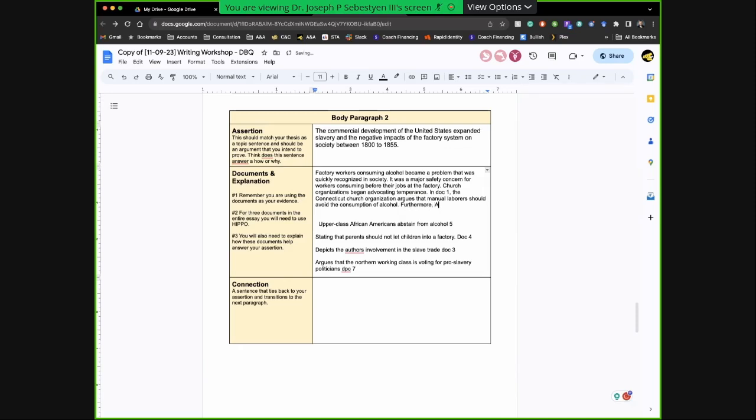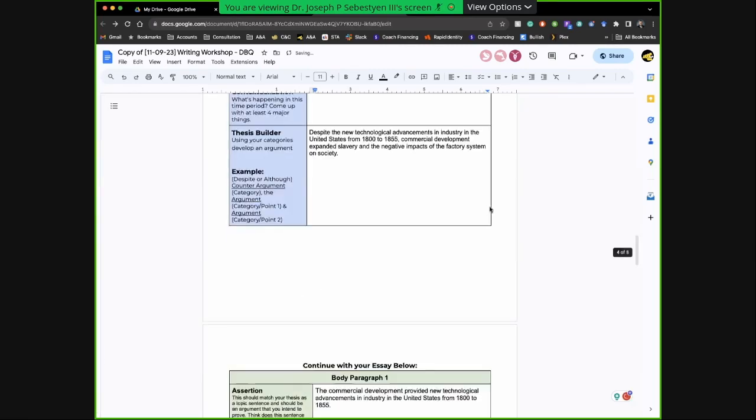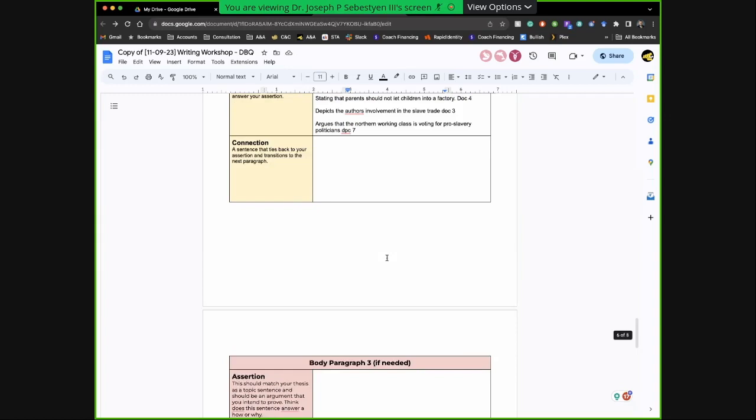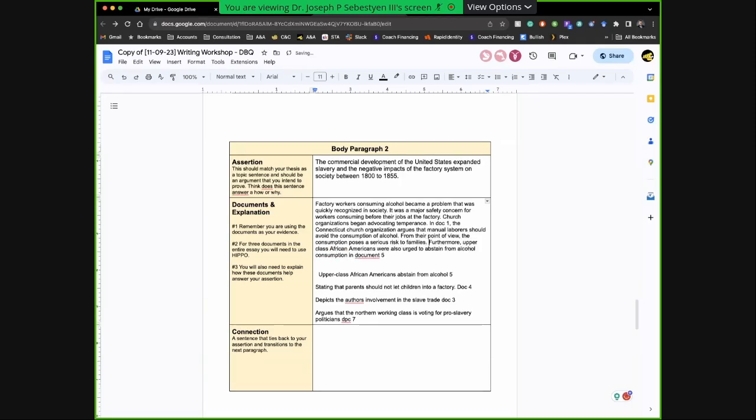Furthermore, African Americans were also urged to... Should we specify that it was the higher class ones? Yeah, more. African Americans were also urged to abstain from alcohol consumption. Document 5. Oh, we didn't put the analysis in document 1. This was from their point of view, the consumption poses a serious risk to families. Furthermore, upper class African Americans were also urged to abstain from alcohol consumption in document 5.